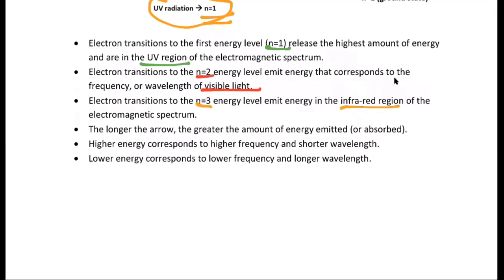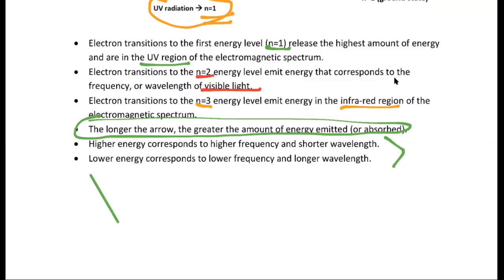radiation area. The longer the arrow, as it says right here, the greater the amount of energy emitted or absorbed, because remember, if the arrows are pointing down, it's emitting. If they're pointing up, it's absorbing. And then higher energy corresponds to higher frequency and shorter wavelength. Lower energy corresponds to lower frequency and longer wavelength. So what we need to know is that wavelength is represented by this kind of upside down Y, it's called lambda. Wavelength is represented by that letter.